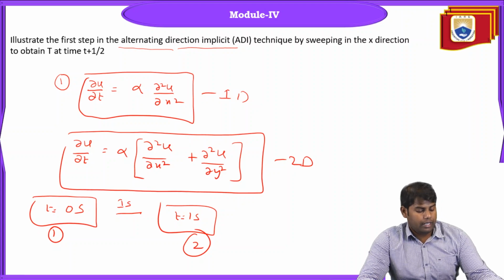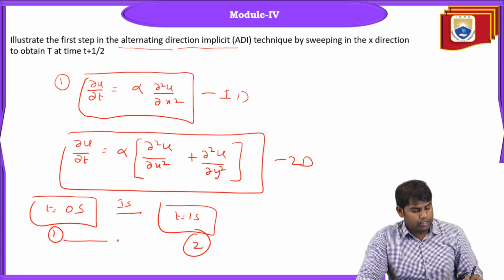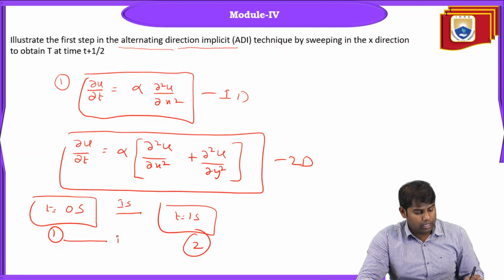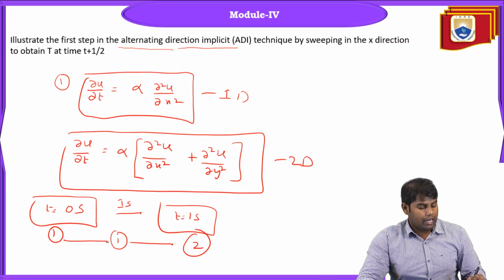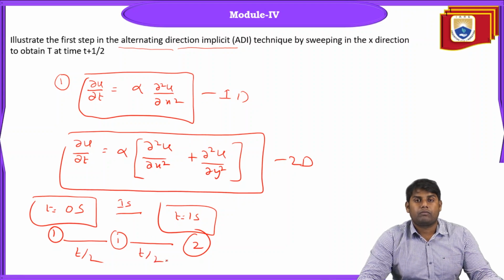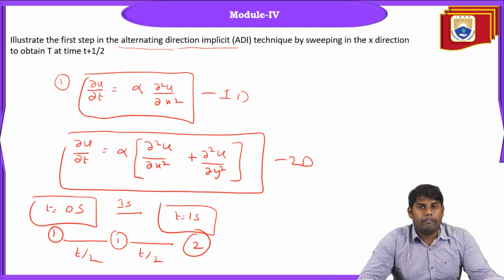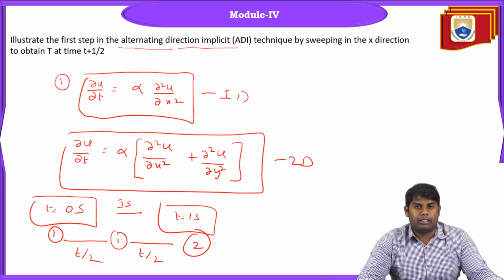The alternating direction scheme divides the full time step between 1 and 2 into two equal parts. Let's say between 1 and 2 there is an intermediate location I. So 1 to I is, let's say, t by 2, and I to 2 will also be t by 2. So this is what we will do for the ADI scheme.